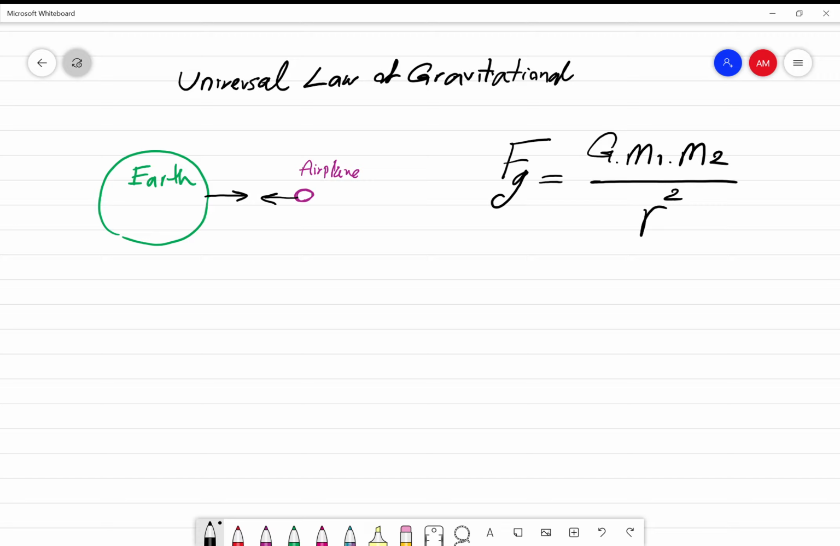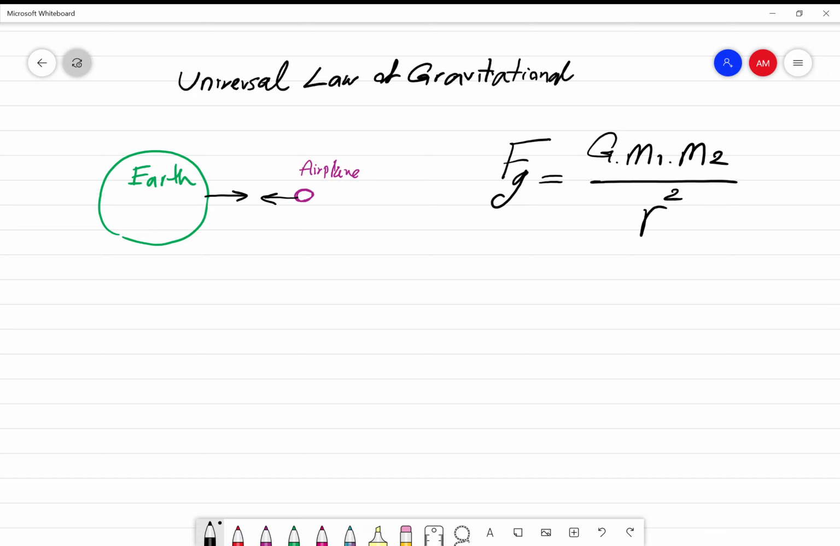This is the universal law of gravitational formula, and the concept is that any two objects with mass m1 and m2 with a distance r, they apply a force of attraction towards each other, which could be calculated using this equation.